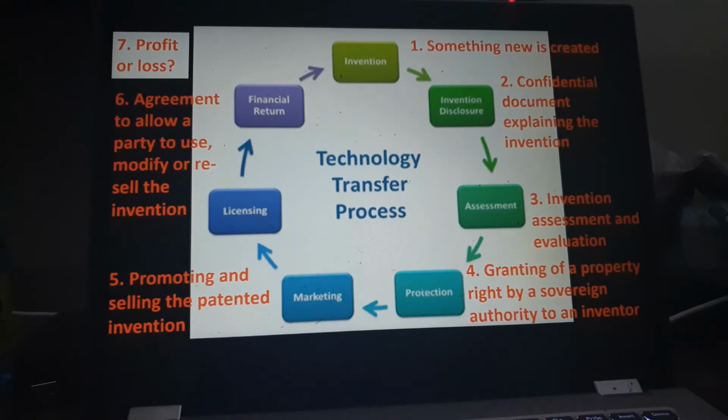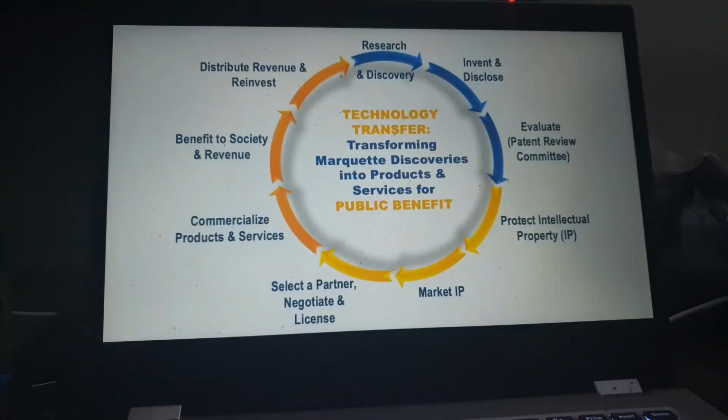Invent something, explain it in a document, that means disclosure. Let it be evaluated by the experts, and then it is granted protection again by an authority, and then you market. When it's now known, it is now in the public domain, you can now decide to make an agreement with somebody, write it, license it or so, and then you start enjoying your financial returns.